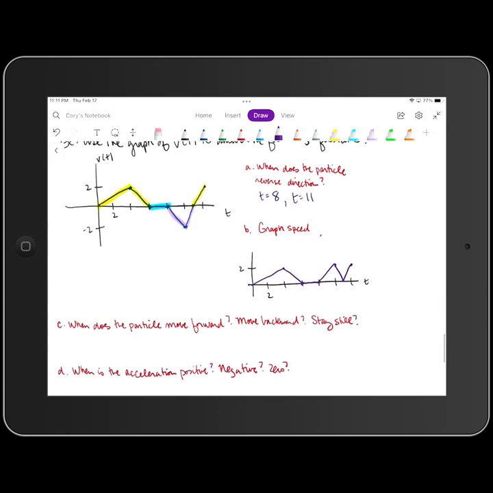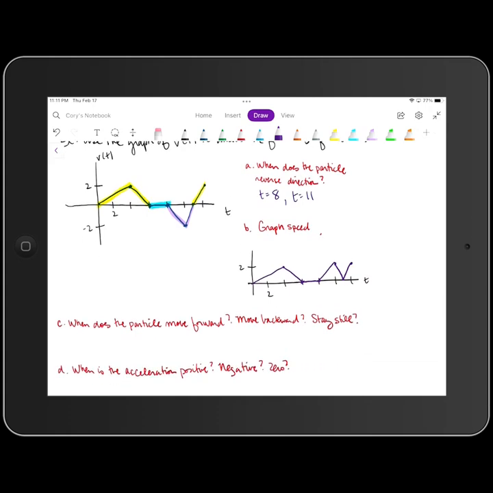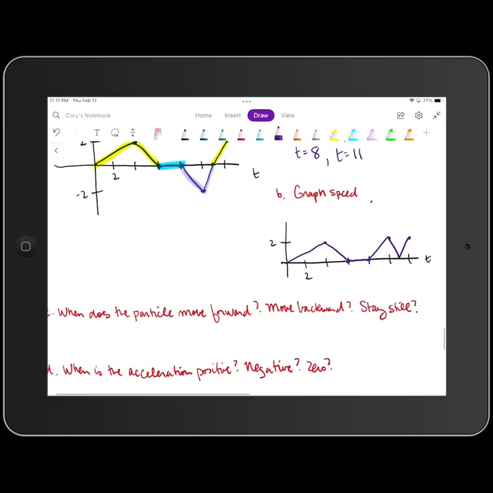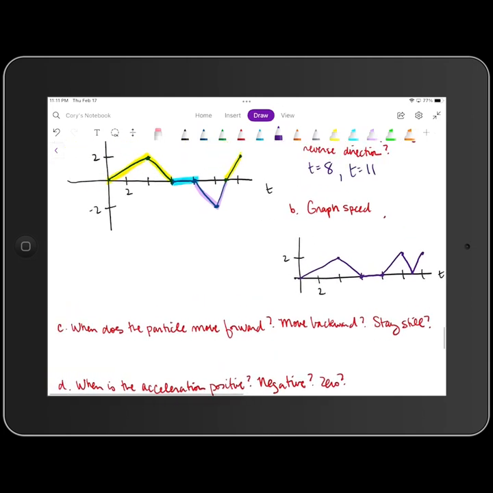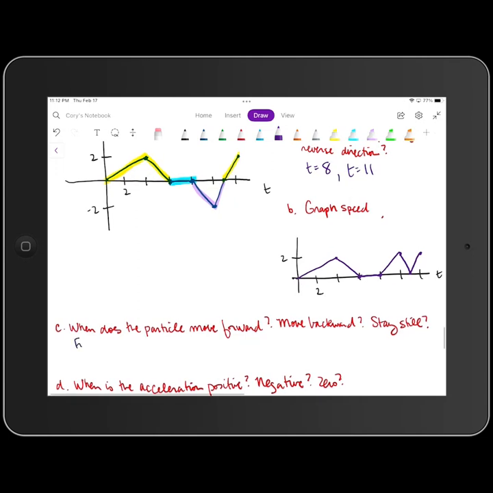Okay, on to part C. So we already talked about this. When does the particle move forward? When does it move backwards? And when does it stay still? So the particle is going to move forward when velocity is greater than 0.